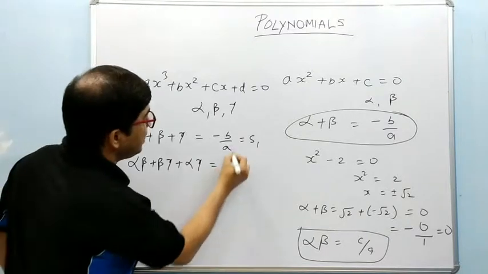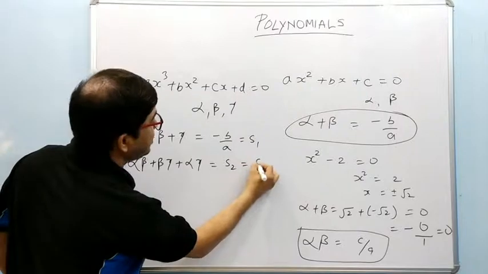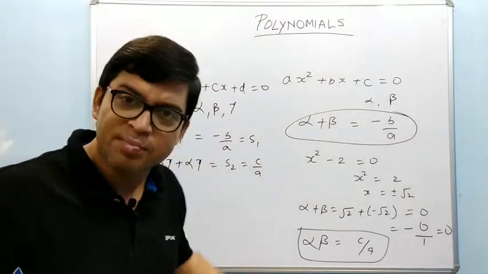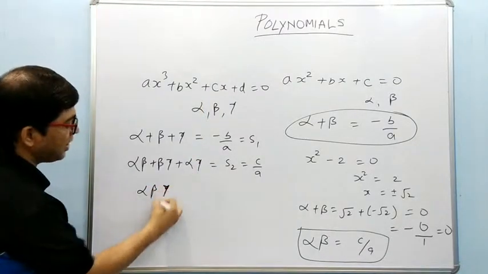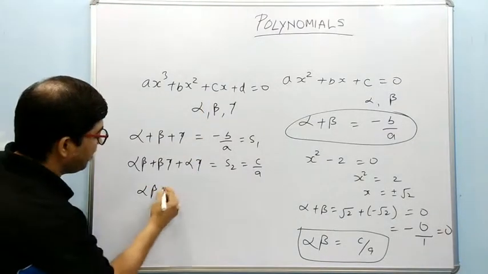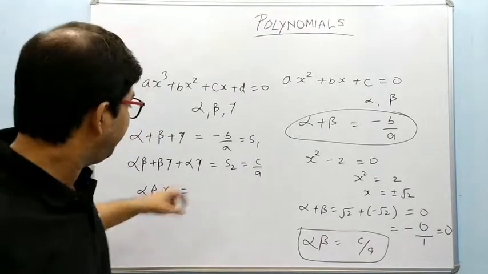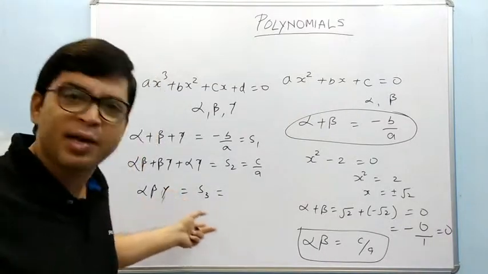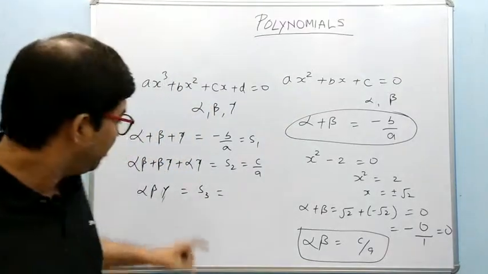So what is that? S2, I name it, and that is c by a. Alternatively, if it is negative, then it is positive. You can just verify. And S3, the 3 roots at a time, alpha beta gamma. What is that? Can you predict S3? The sum of the roots taking 3 at a time. Nothing else is left over, so one thing is there.